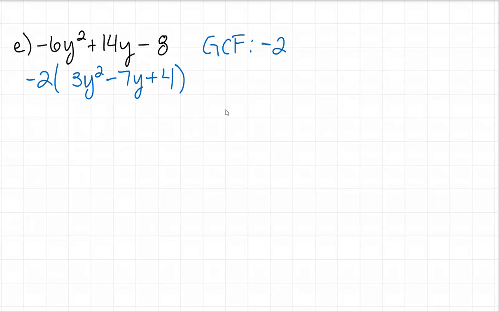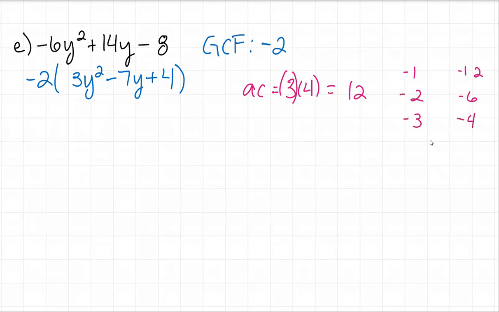So again, we're going to take our A times C. In this case, it's 3 times 4, that's 12. So factor pairs of 12: 1 and 12, 2 and 6, 3 and 4, that add up to negative 7. Positive, so they're the same sign. Negative, so they're both negative. Which is going to give us negative 7 when we add them together. It's our negative 3 and negative 4.